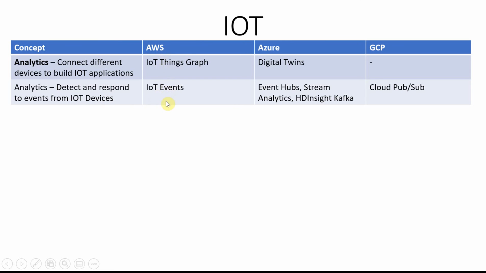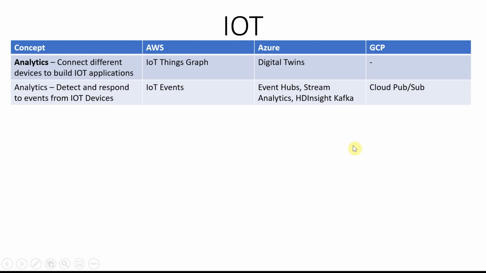So in AWS, it is AWS IoT Events. In Azure, it is Azure Event Hubs or Stream Analytics or HDInsight Kafka. And in GCP, it is Cloud Pub/Sub, publisher subscriber. So for an event that is coming, the publisher will publish the data, and there will be a subscriber who will subscribe to the data, and he will automatically receive that event. So yeah, this is also very popular. This is the tools around that.